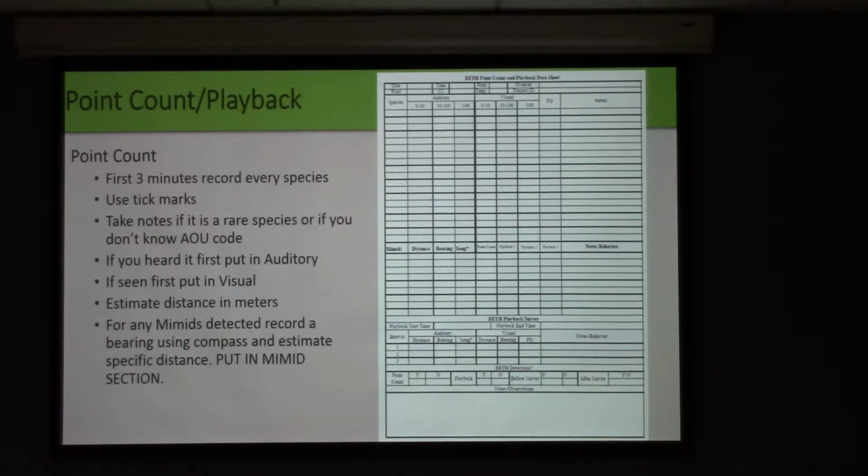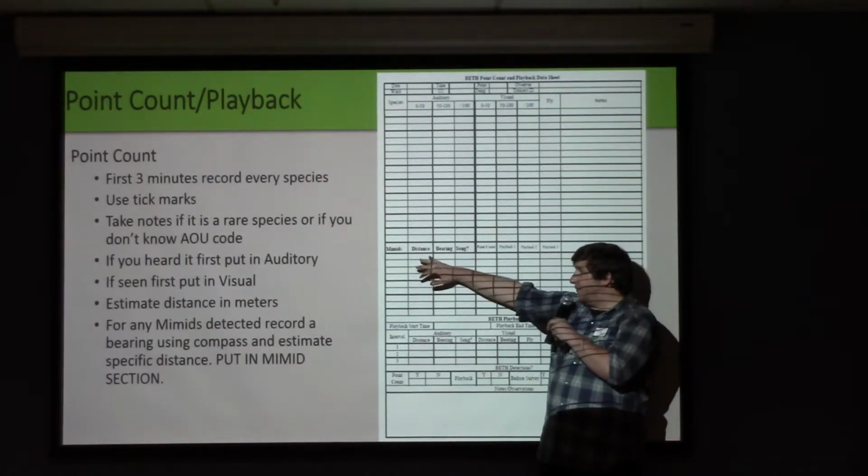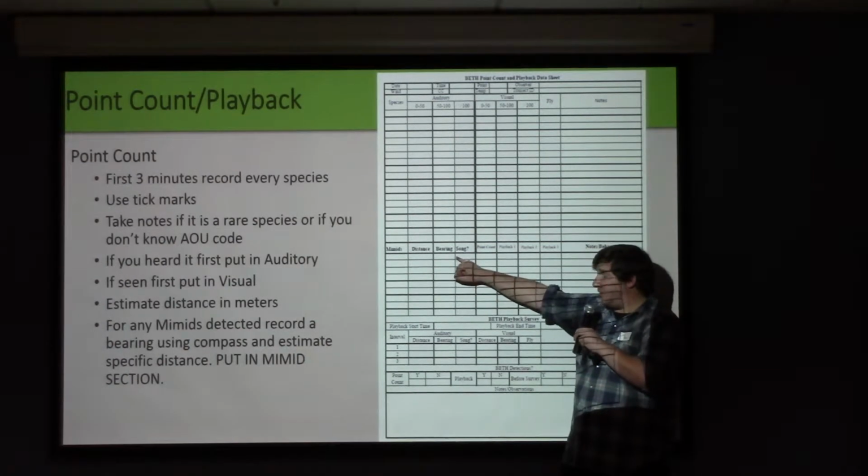Now, if any time during the point count, this is just the first 3 minutes of the survey, you detect a thrasher or a mockingbird, you don't put it up here. You put it in this section down here, okay? So let's say you're a minute into your point count, and there's a mockingbird. So you put NOMO here. You want to estimate an exact distance and bearing.